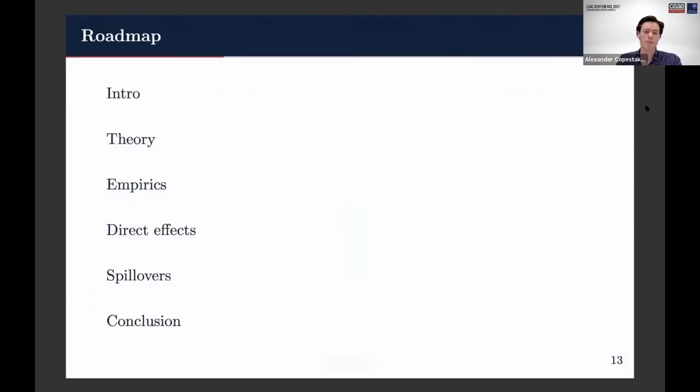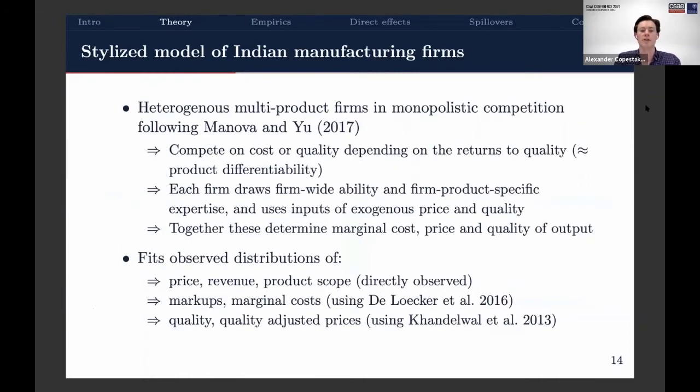In the interest of time, I will pretty much skip straight through the theory. Essentially, I'm going to use a multi-product firm model with monopolistic competition, where firms are competing in cost or quality.